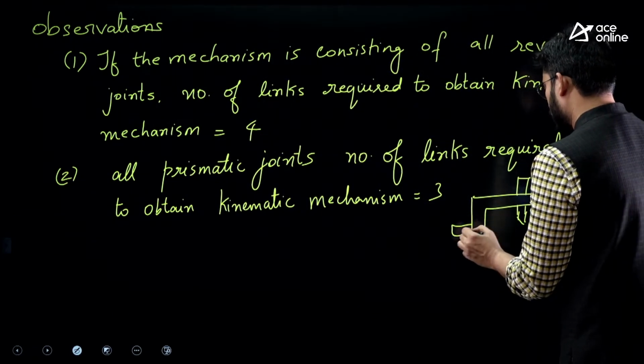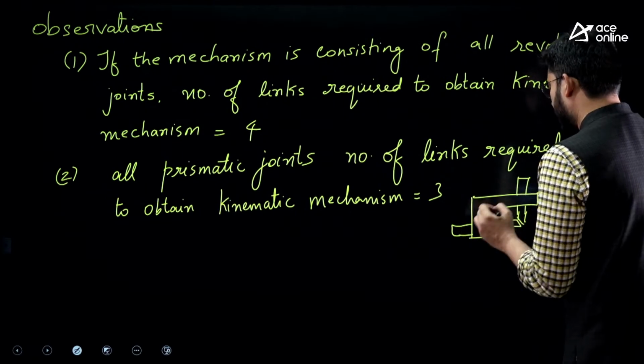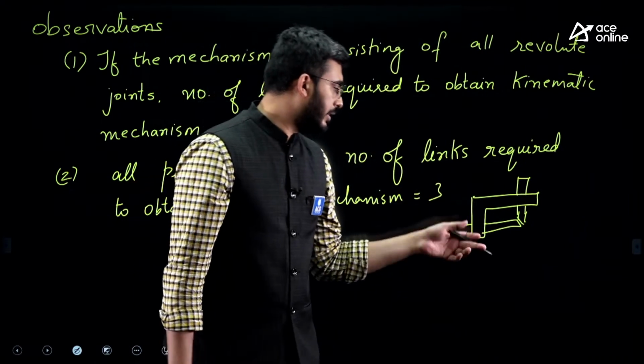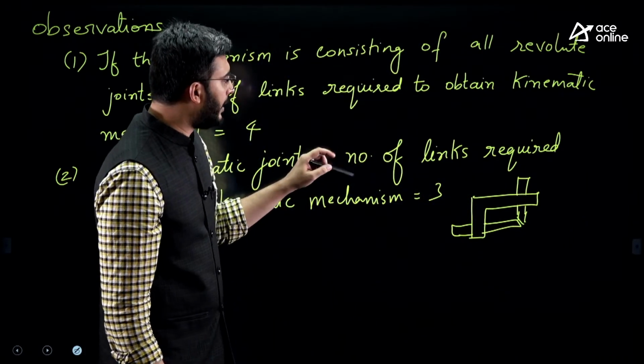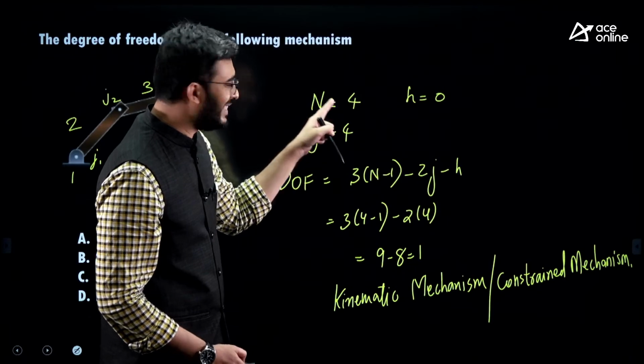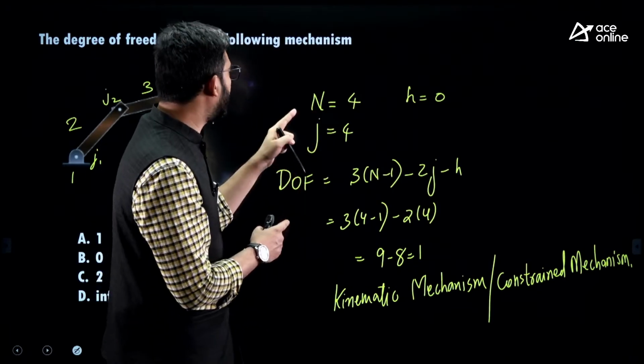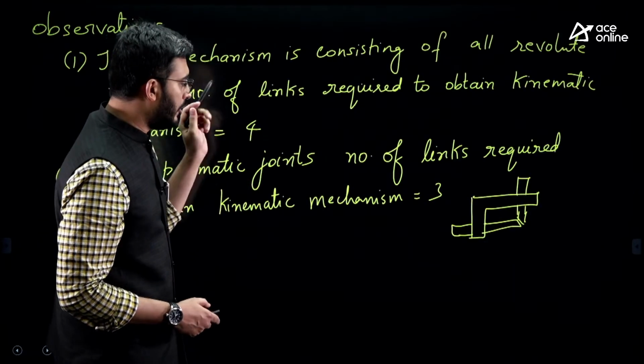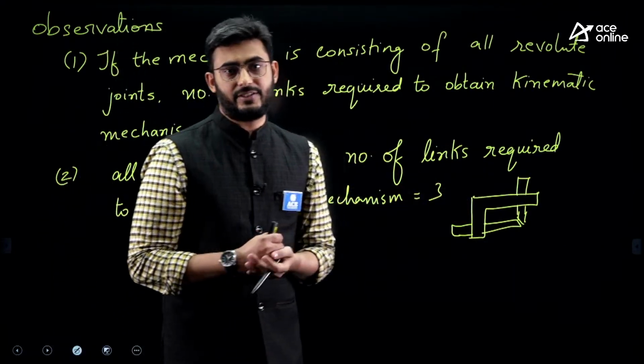So by inserting these 2 links, you are able to get single input and single output. So that is what it makes. Here, by using the lower pairs, the minimum number of links is 4 actually, but specifically if you are using 4 revolute joints, the number of links is 4. But if you are using a prismatic joint, then it is 3.